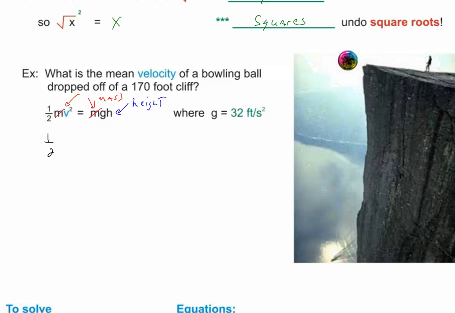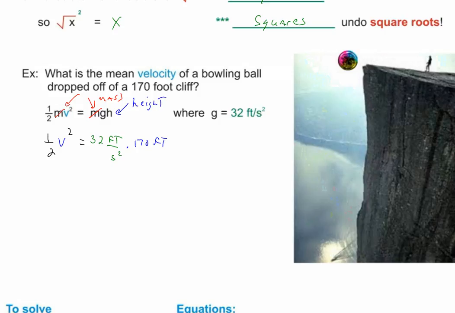So guess what? A half is a half. We are looking for the velocity, aren't we? So that's the variable, and it happens to be squared. Gravity, I'll put in green, is 32. A wise student always includes their units so that when they're done, they know what units they have, and it'll help them know if they make a mistake. And our height is 170 feet. What if the cliff was in miles? We'd have to change miles to feet because gravity's in feet, or feet to miles, either way.